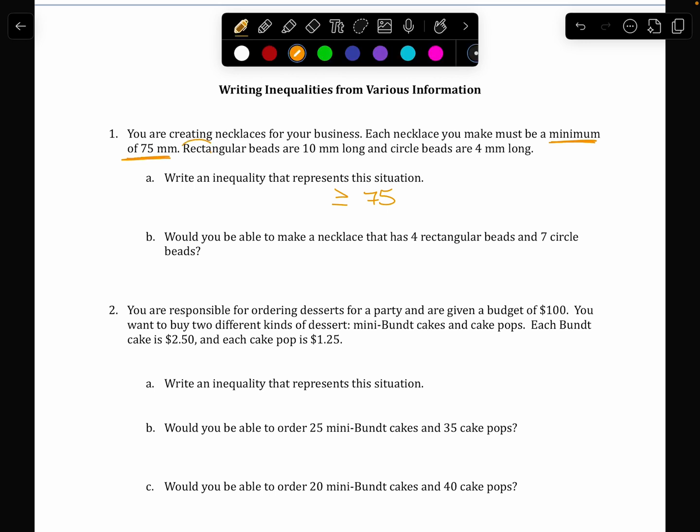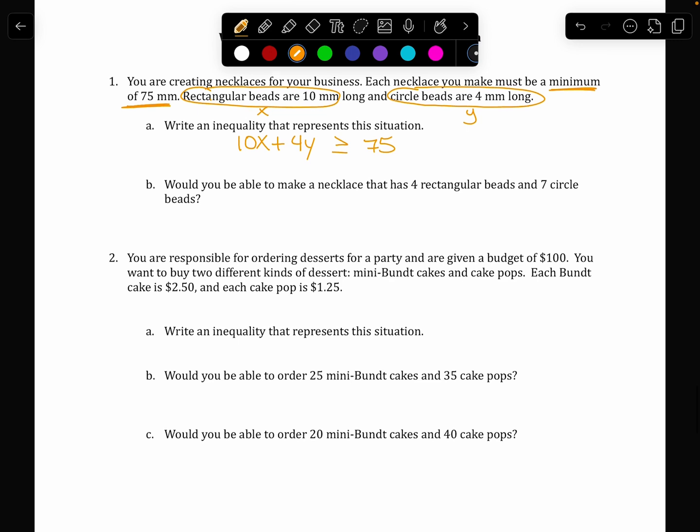So rectangular beads are 10 millimeters long and circle beads are 4 millimeters long. So I'm going to have my rectangular beads represent X and our circle beads represent Y. So we are going to have 10X plus 4Y is greater than or equal to 75. So there's my inequality that represents the situation.